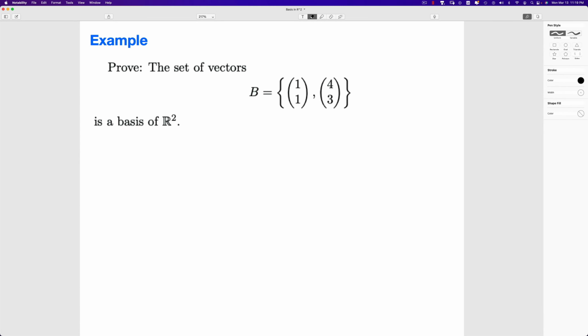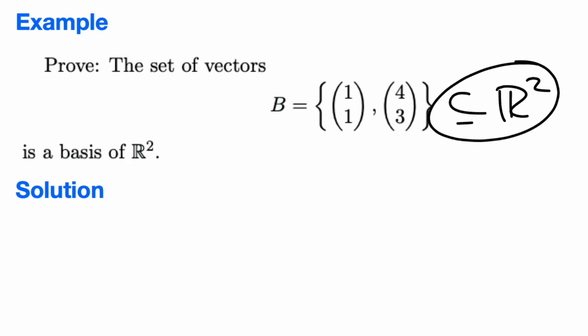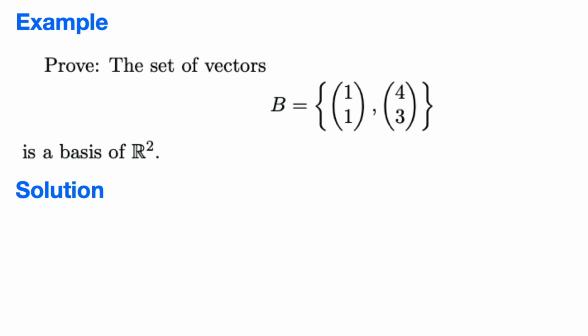Okay, so let's consider the following example. Prove that the set of vectors B equals (1, 1), (4, 3) is a basis of R2. Solution. Now, a basis of a vector space is a subset of your vector space that satisfies two conditions. So we have to satisfy two conditions, but we'll see that it'll really only be one.